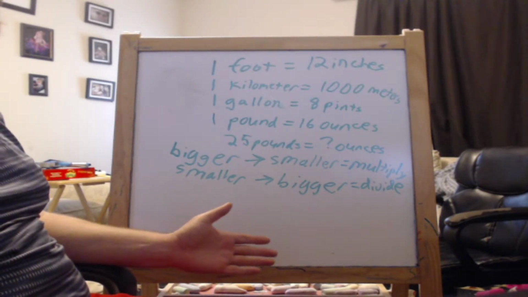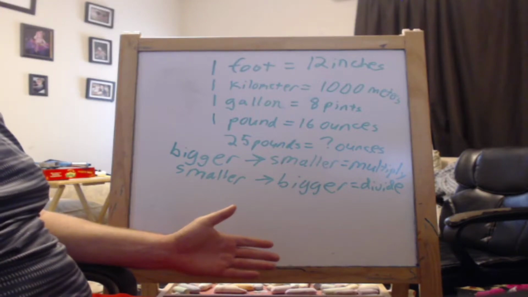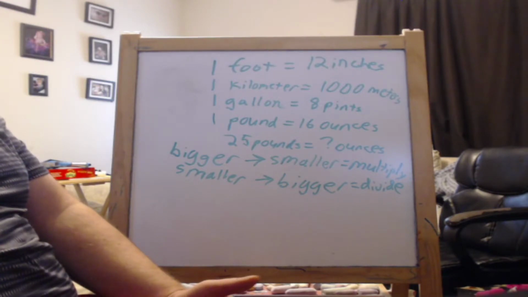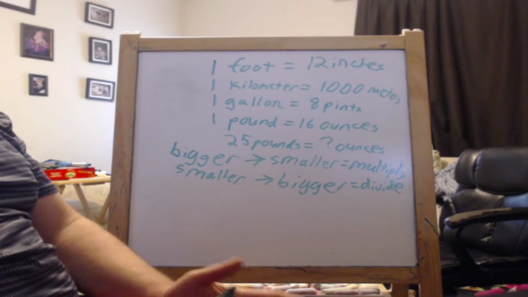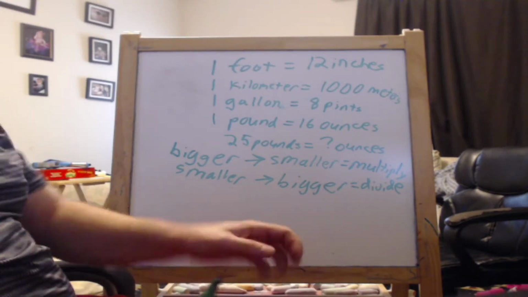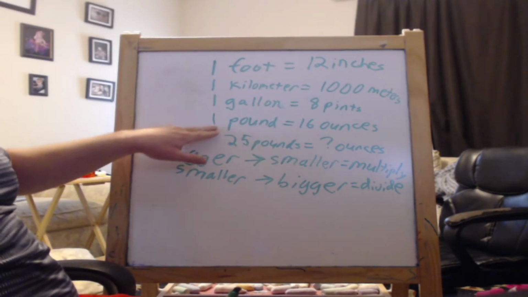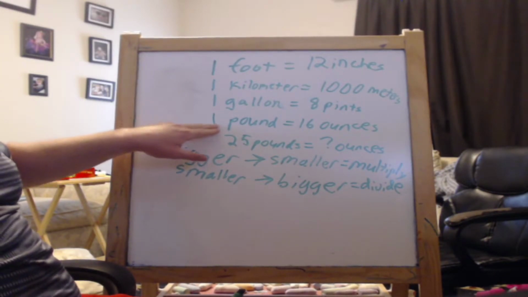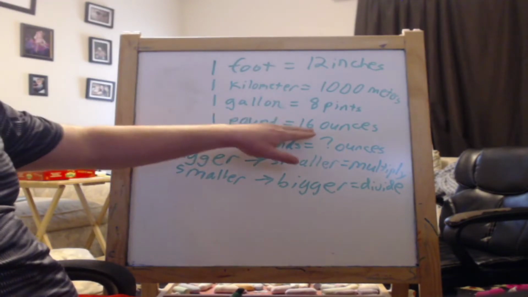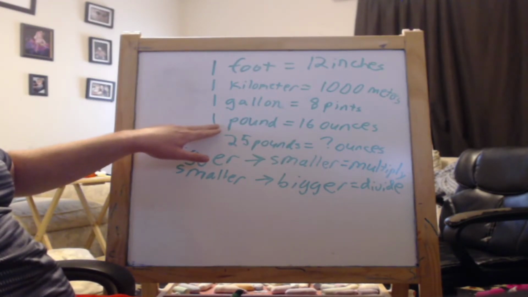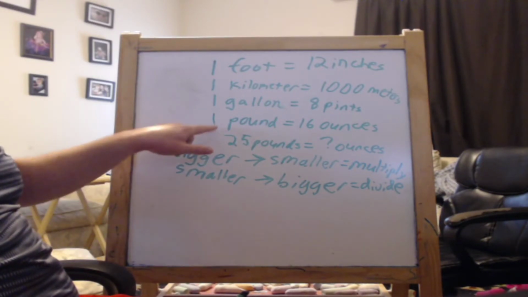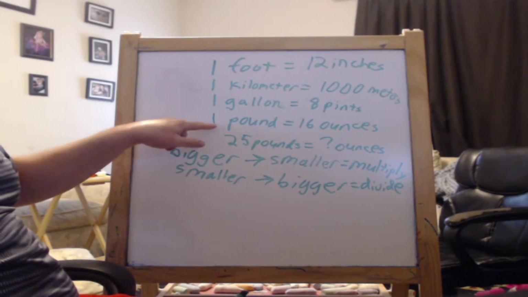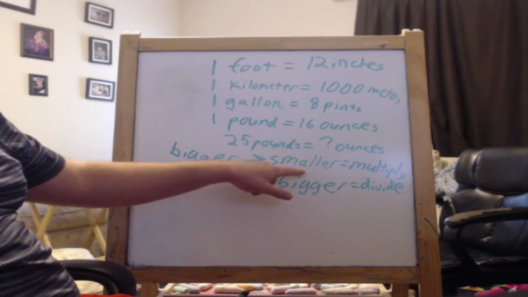Think about dollars and cents. $1 equals 100 cents. Everyone knows that a dollar is more than a cent, so a dollar is bigger because there's 100 cents within each dollar. For any of these conversion rates, the one that has 1 next to it is going to be bigger, because 16 ounces fit into 1 pound. So in this case, we're going 25 pounds to ounces. That means we're going from bigger to smaller.